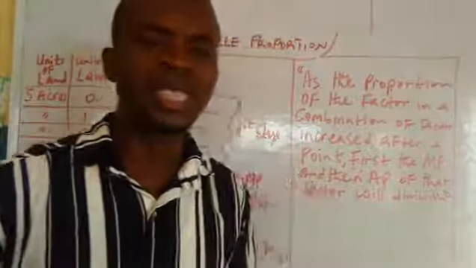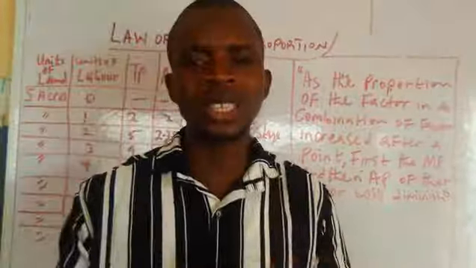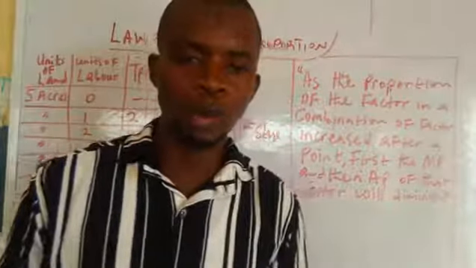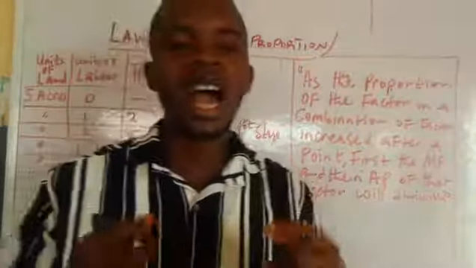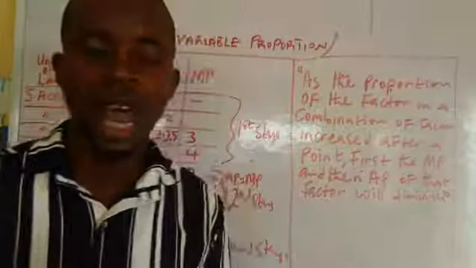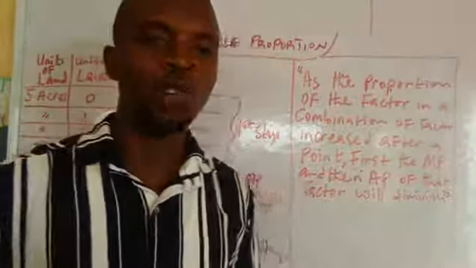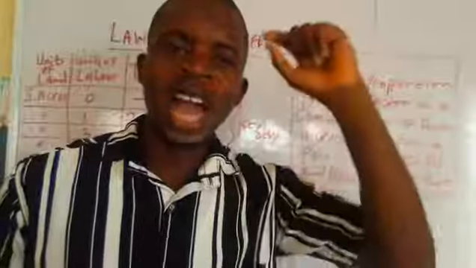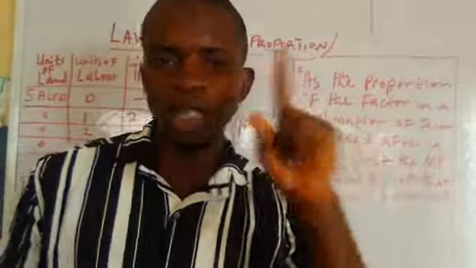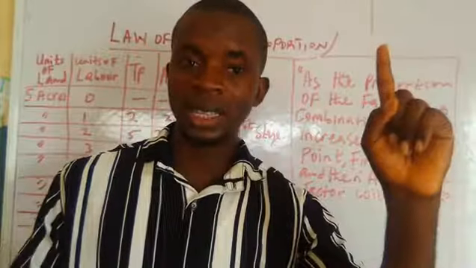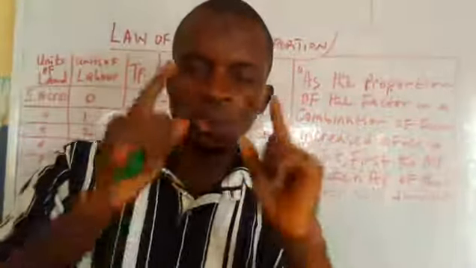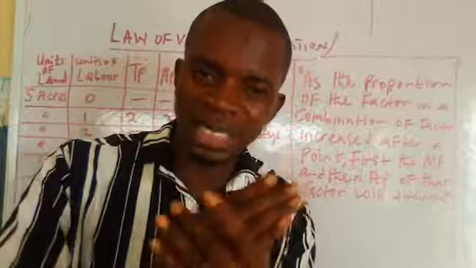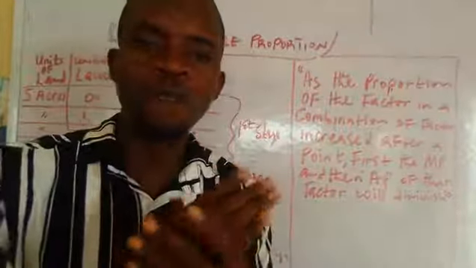Before we go into the law of variable proportion, we should understand the assumptions. Those are the conditions that must be met before we can have the law of variable proportion. Number one is that there must be a fixed factor, a fixed input, of production. It means that at least one of the inputs used for production must be fixed, which can be land or otherwise. So we must have at least one fixed asset before we can have the law of variable proportion.